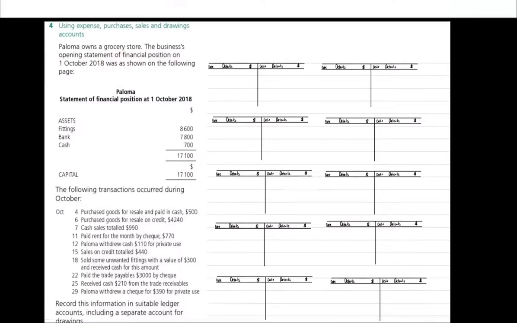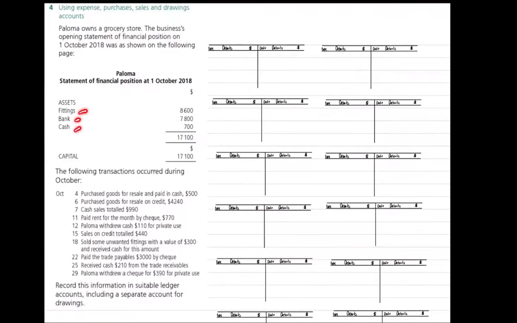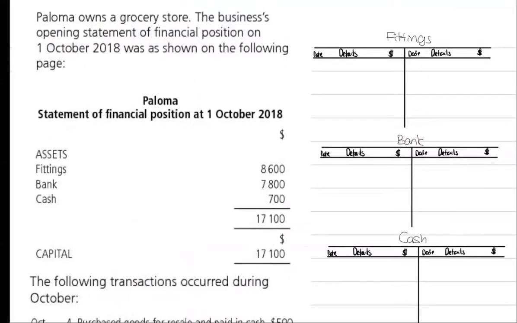So now let's look at our assets. We have fittings, bank, cash, and then we have one account called capital. So the first account will be called fittings, then bank, then cash, then capital. So as we record them, we have to write them down.